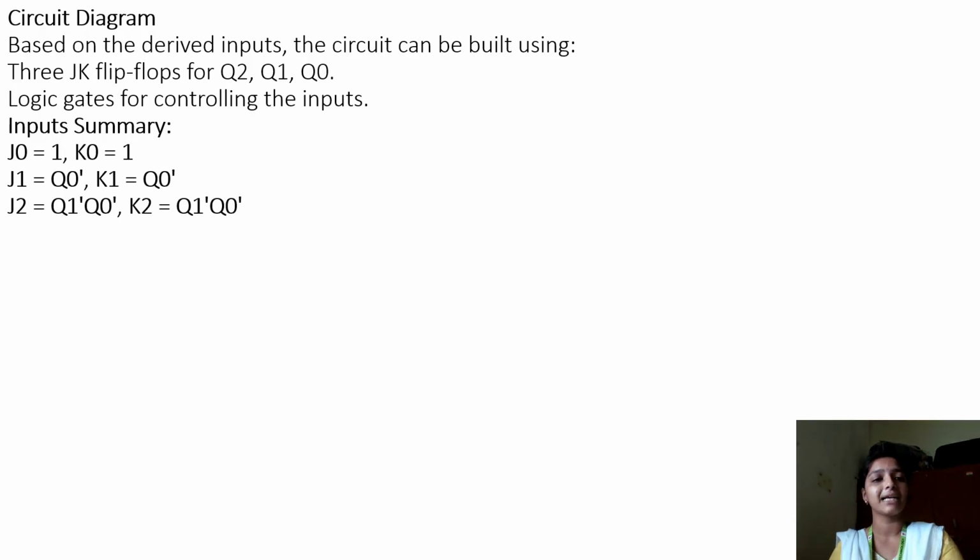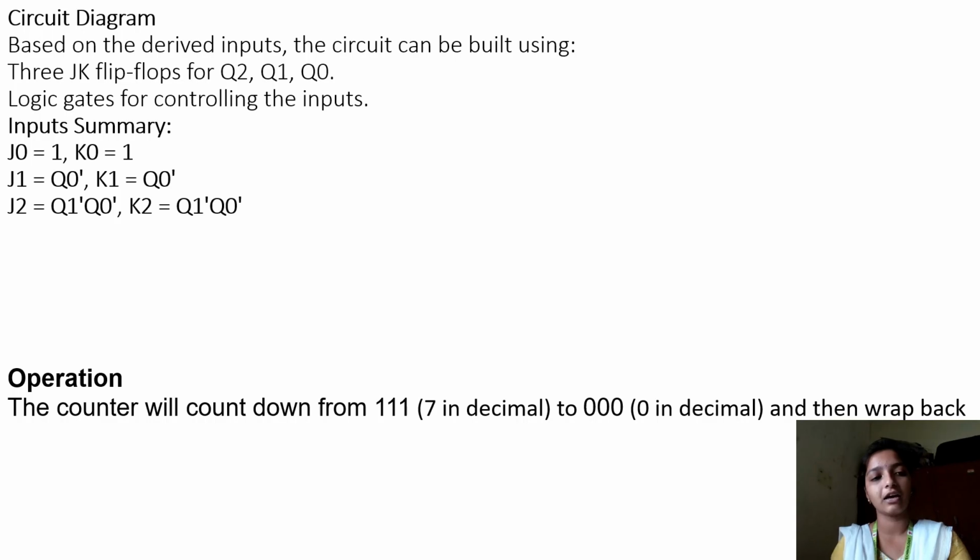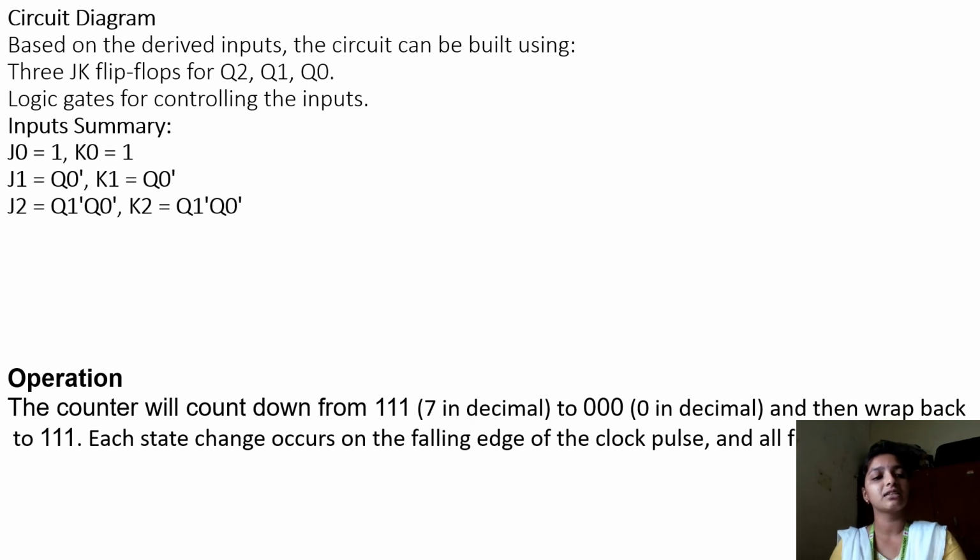Circuit diagram. Based on the derived inputs, the circuit can be built using 3 JK flip-flops for Q2, Q1, Q0, and logic gates for controlling the inputs. Input summary: J0 is equal to 1, K0 is equal to 1, J1 is equal to Q0, K1 is equal to Q0, J2 is equal to Q1 Q0, K2 is equal to Q1 Q0.